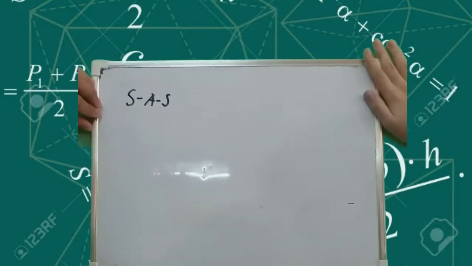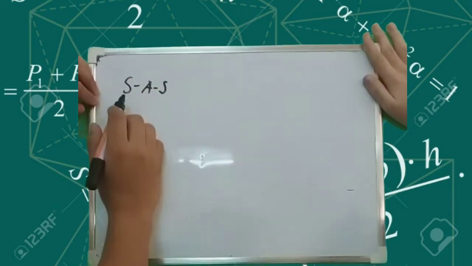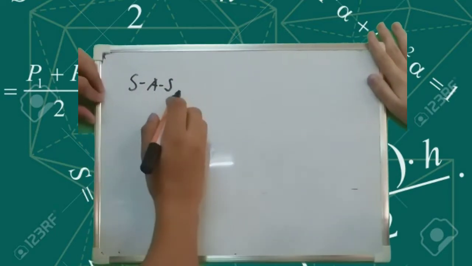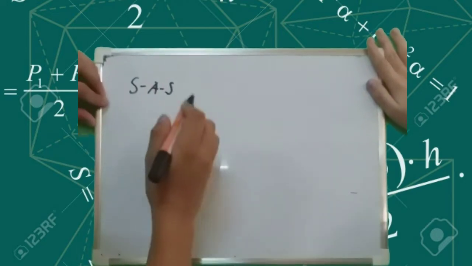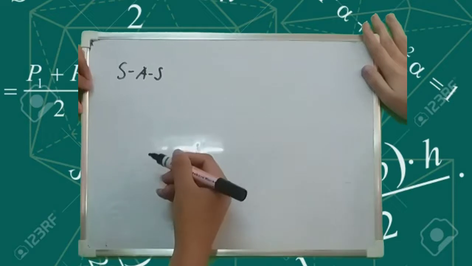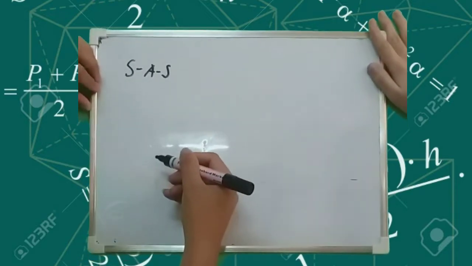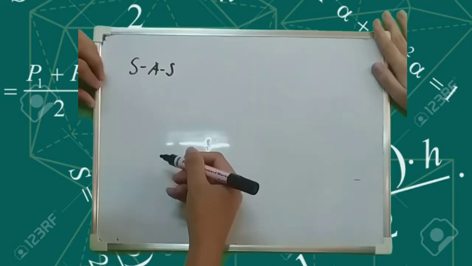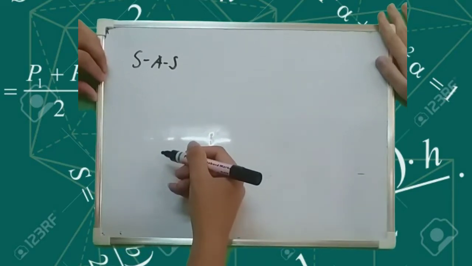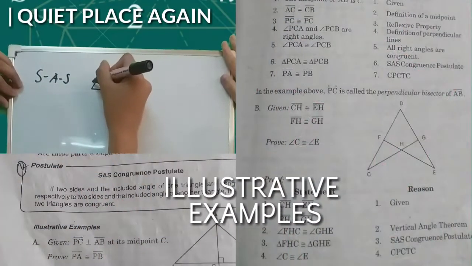Okay, let's go to the second postulate, which is SAS, and it stands for side, angle, side. It states that if two sides and an included angle of one triangle are congruent respectively to two sides and an included angle of another triangle, the two triangles are congruent.